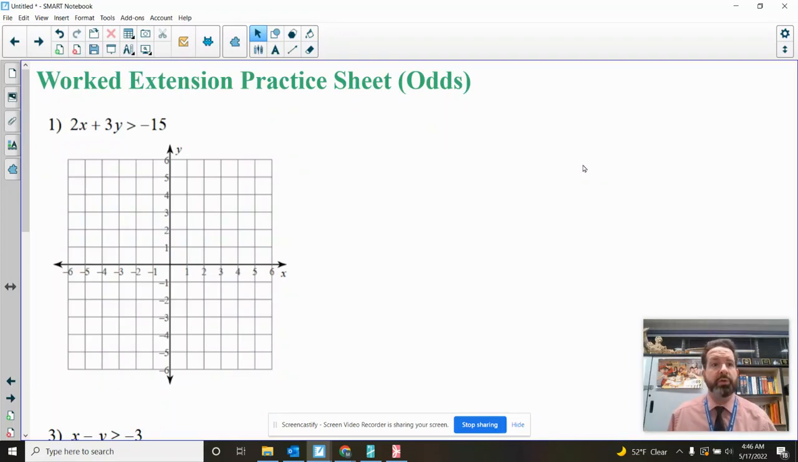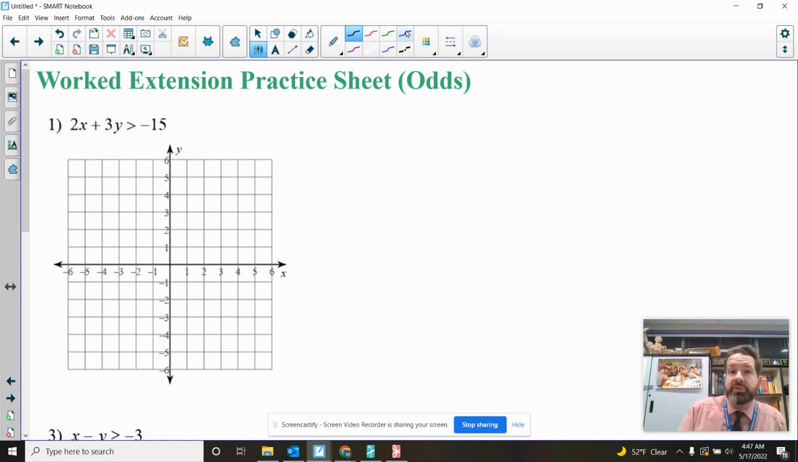This is going to work through the two odd-numbered problems on the extension practice sheet for the two-variable inequality section. What makes this a little bit tougher is that it's not in slope-intercept form, which makes it slightly harder to graph. So our first goal is to take this equation and solve for y.